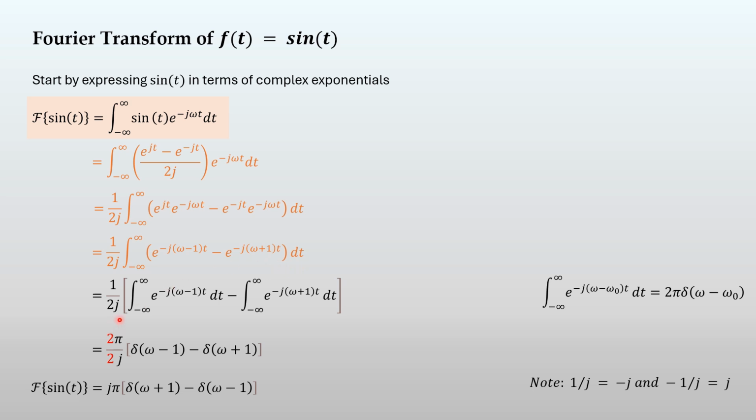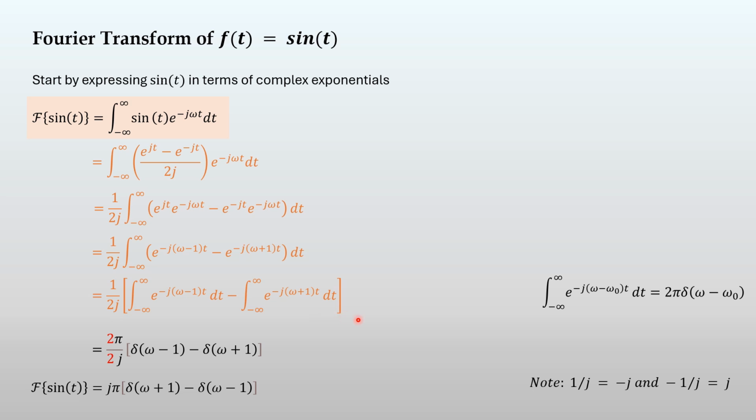Subsequently, the linearity property of the integral operator is applied, allowing the integral of the difference to be expressed as the difference of two integrals. This yields 1 over 2j times the quantity of the integral from negative infinity to infinity of e to the negative j(ω minus 1)t dt minus the integral from negative infinity to infinity of e to the negative j(ω plus 1)t dt.